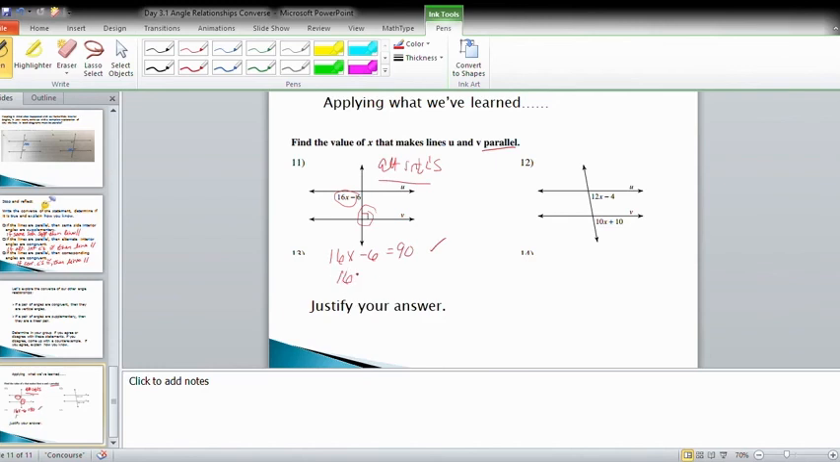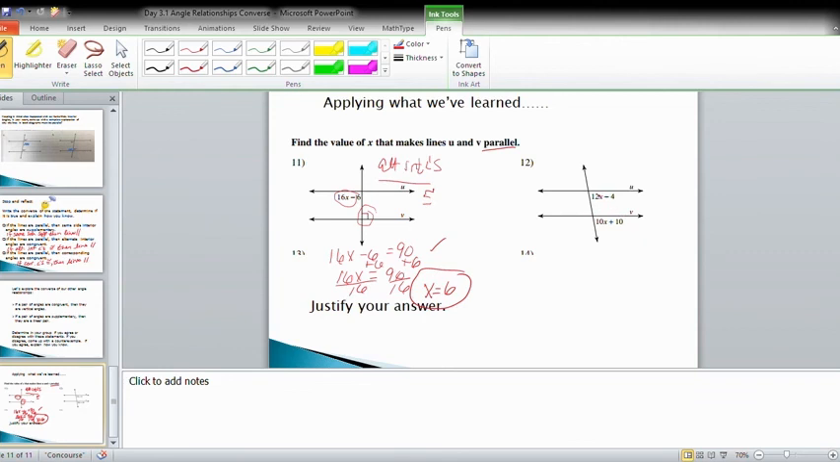So 16x equals, I'm going to add 6 to both sides, 96. I'm going to divide by 16 on both sides, giving me 6. All right, so x must be 6, and then I'll have alternate interior angles congruent, and then I have to have parallel lines, right? So alternate interior angles will be congruent if x equals 6, and if alternate interior angles are congruent, I must have parallel lines. All right, let's look over at this one.